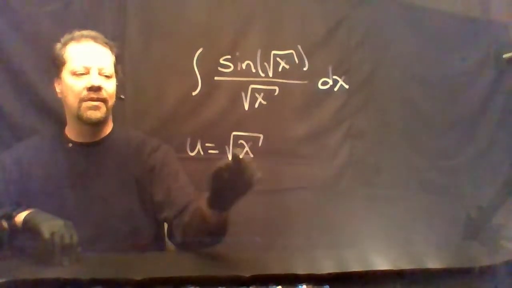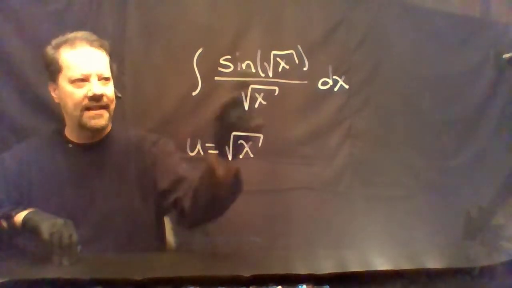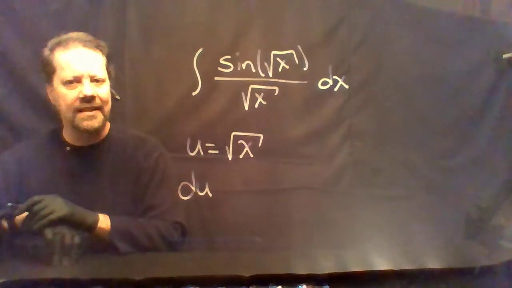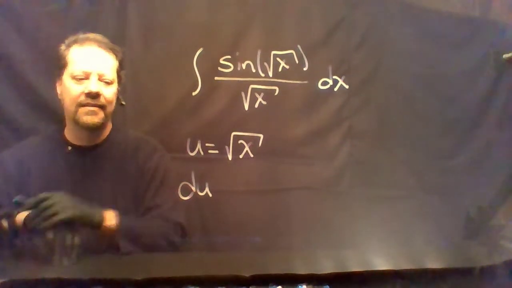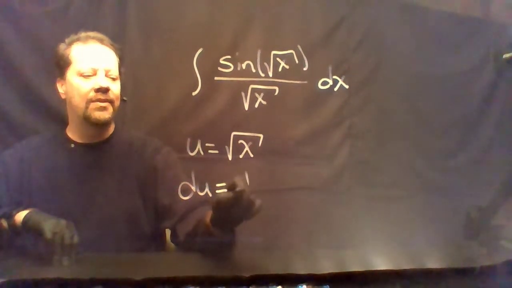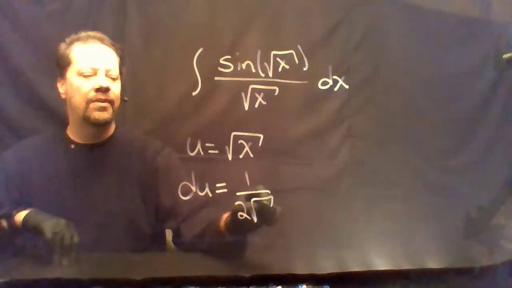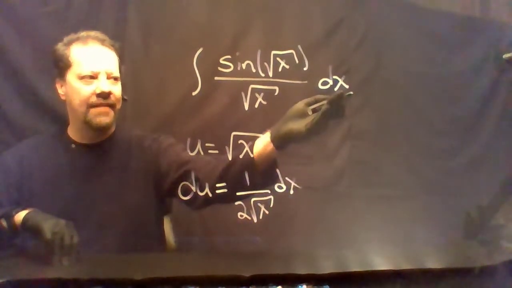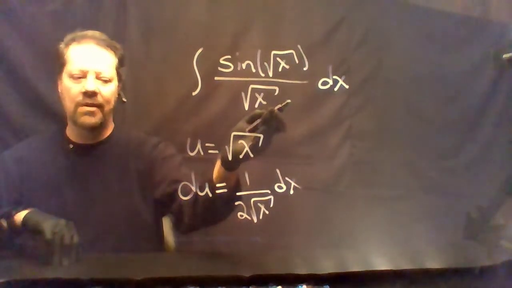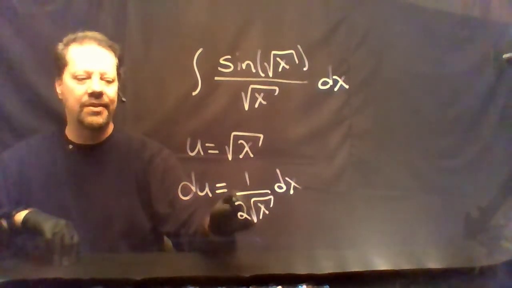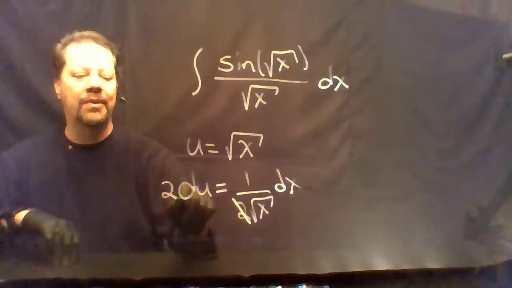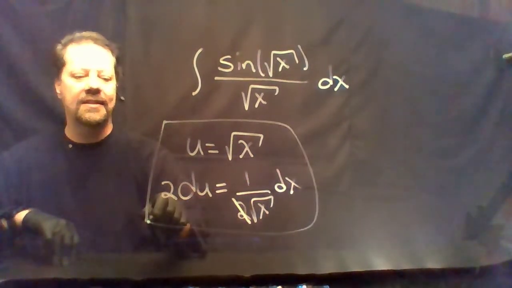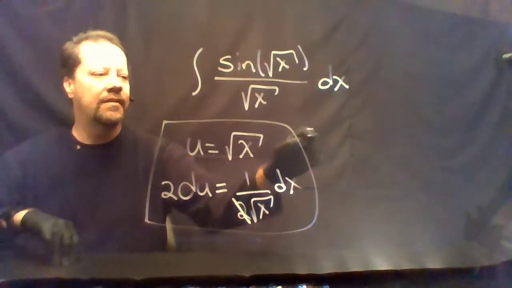U is the square root of x. That's the impediment, and it has its derivative more or less lying around. Du is 1/2 root x dx. We have the dx divided by square root of x. What's missing is the 2 in the denominator, so we're going to multiply both sides of this by 2. I'll encapsulate this as a little side computation.